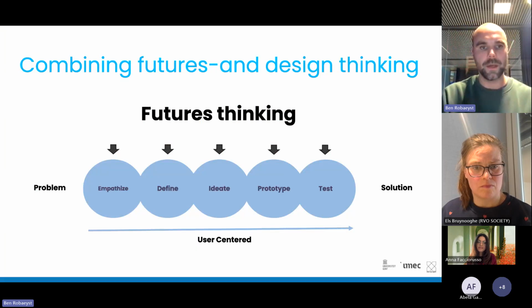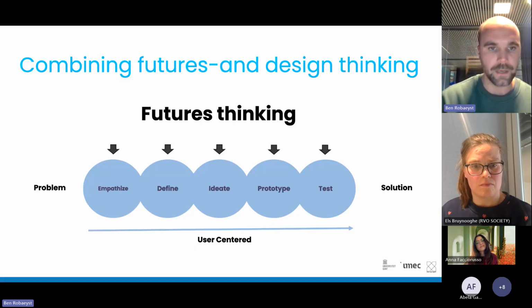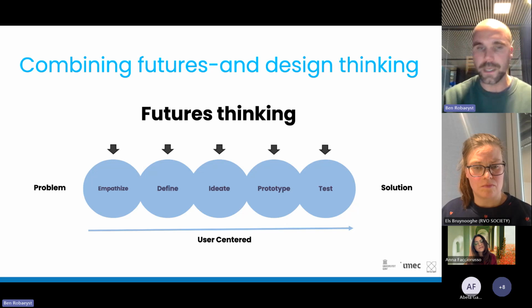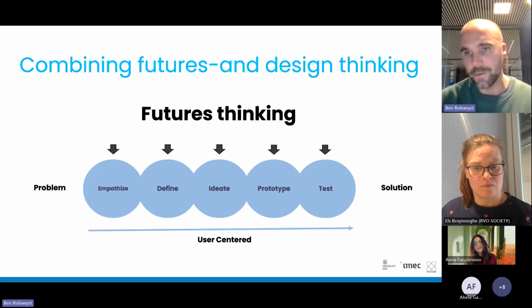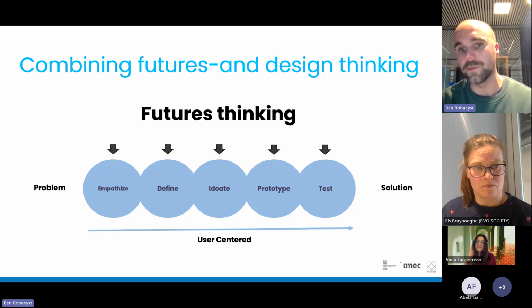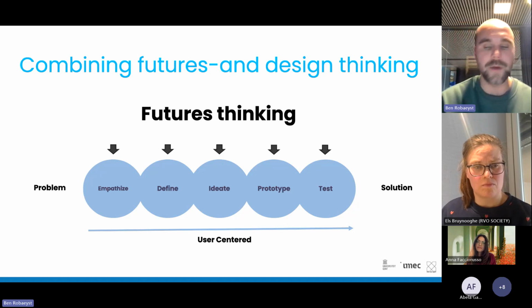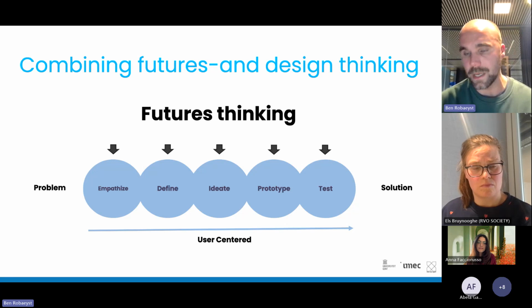If we look at the process of design thinking, at the different phases, then we can apply futures thinking in every phase. For example, in the empathize phase, we can look at future needs of people, or at how these needs might develop within the near future or even the further future. Within the define phase, we can look at challenges that are present today, or at future challenges.